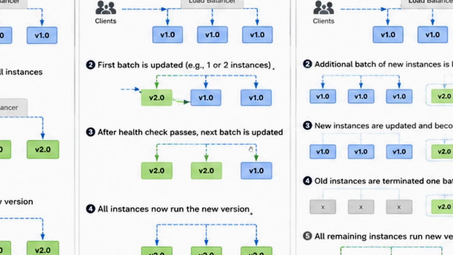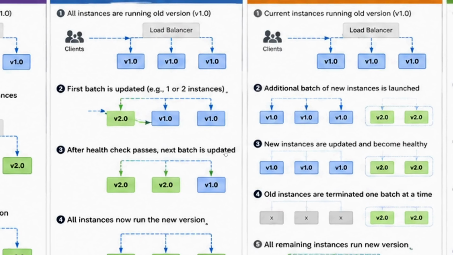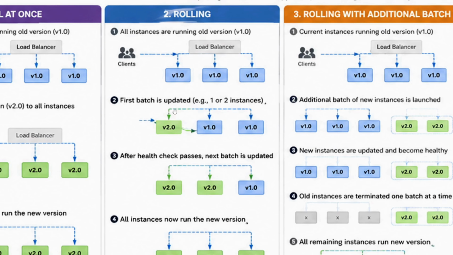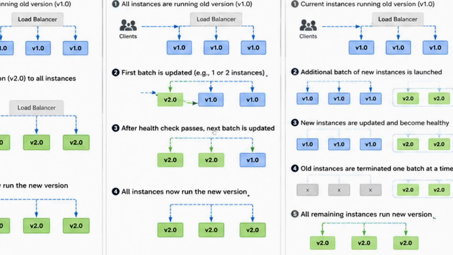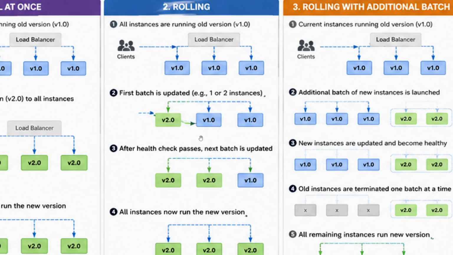Now the second option is rolling update. What is this rolling update? Let's understand this. Say your instances are running on 1.0. Now what it will do is update in batches. Say a batch is one or two instances. In this case, say it is one instance. It will update this one instance, and if it is fine, only then will it go to the next instance, then another instance. It will not update everything at the same time. So there will be two versions of the application running. That is why it is called a rolling update.